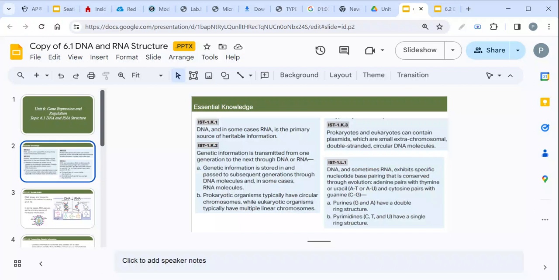Here are your essential knowledges. It's just basically, talk about your DNA. How is DNA slightly a little bit different in prokaryotes? And then just talking about our base pairing rule.